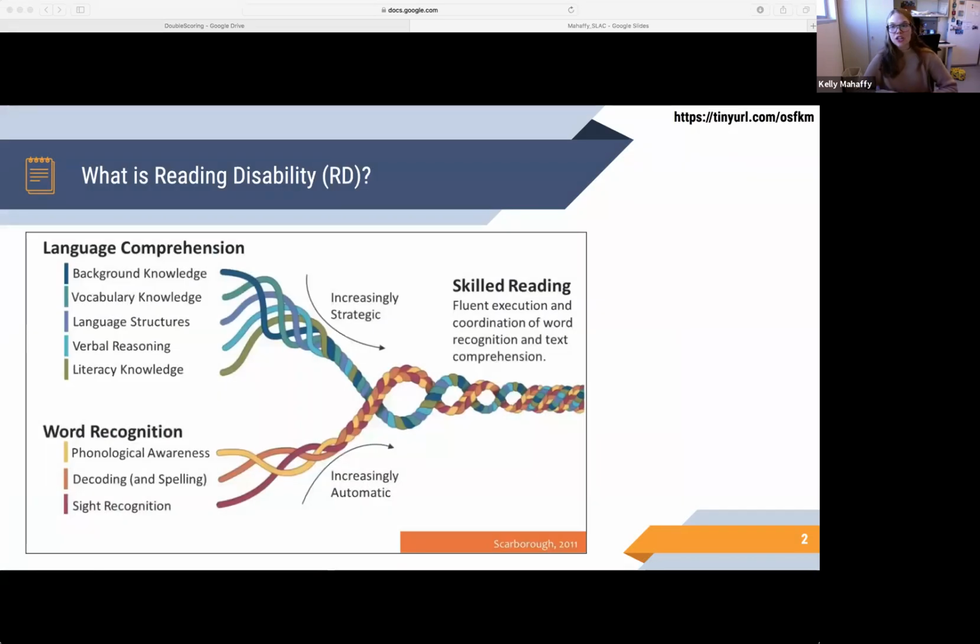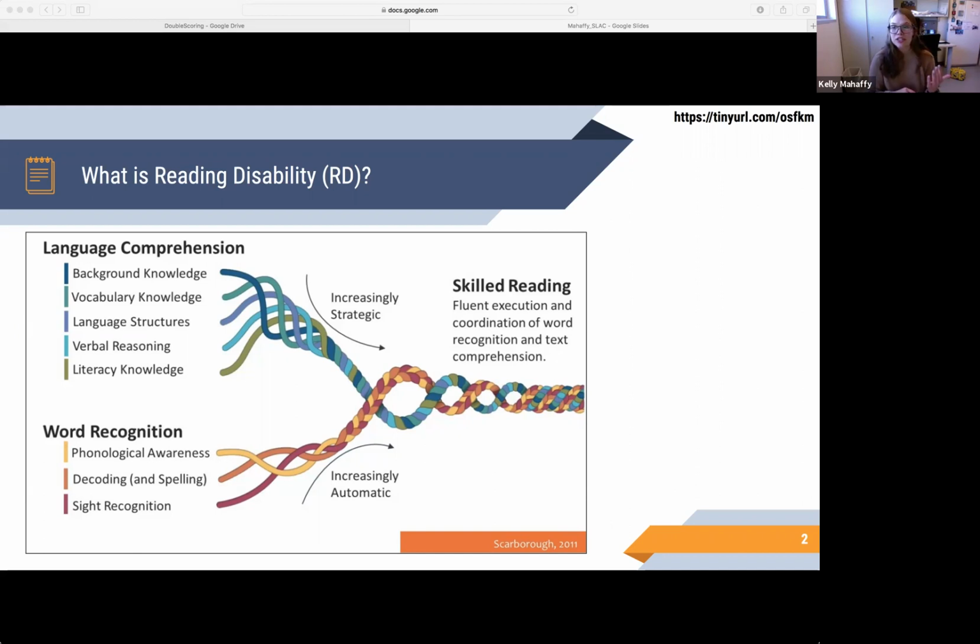So on the screen, you'll see an image that's very famous in the reading literature by Dr. Hollis Scarborough. What we know about reading is that it's a complex skill and one that we're not evolved to perform. There simply hasn't been enough time between the advent of written word and now for evolution to drive this ability. So instead, we think that this is a kind of combinatorial practice.